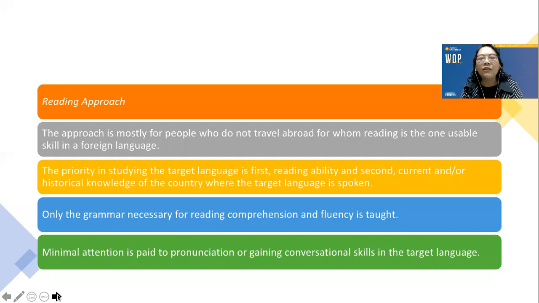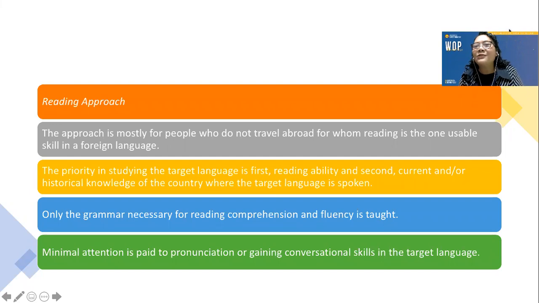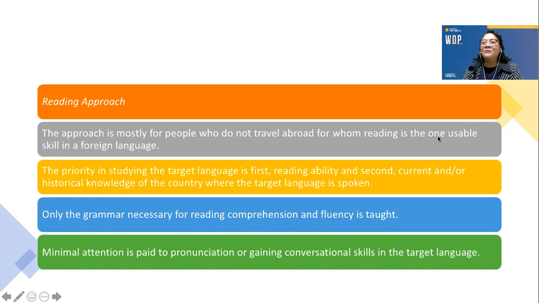What is that called? It's a reading approach, because we need the students to comprehend or to be able to know what they are reading. So what is reading approach? Okay, what is it? Somebody please read for me. We'll start with Beatrix. Could you please read for me? What is there, Beatrix?